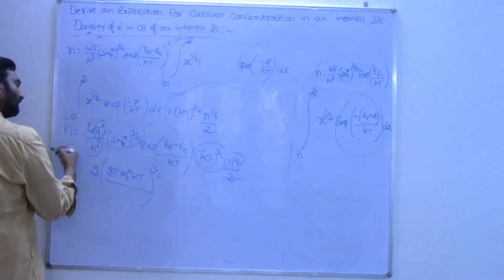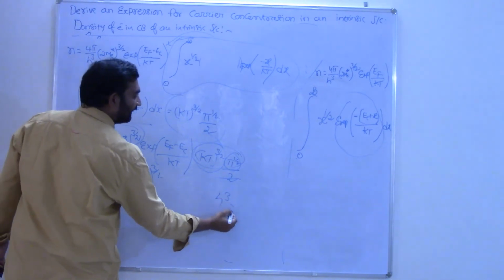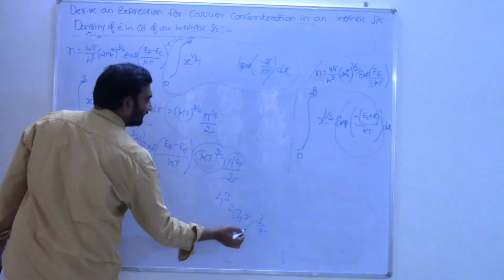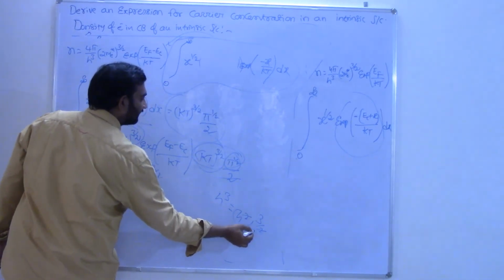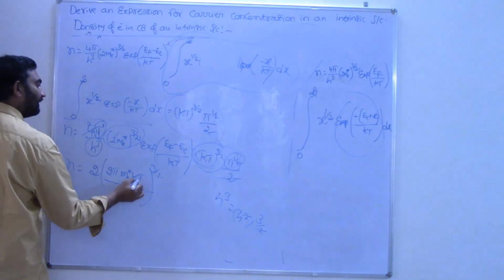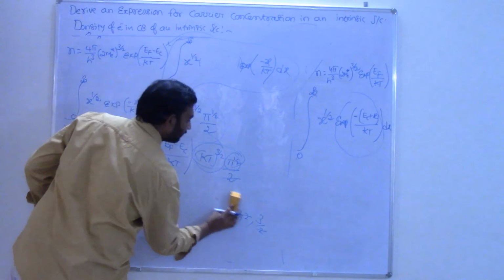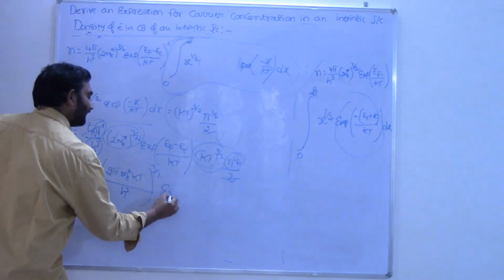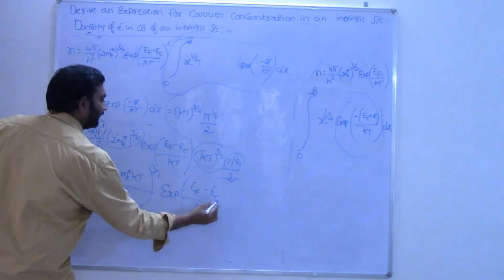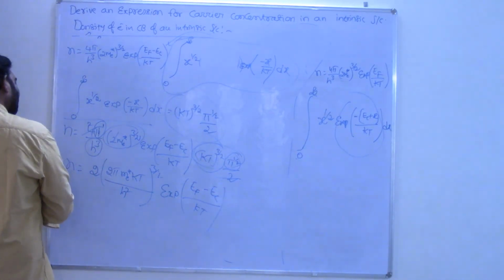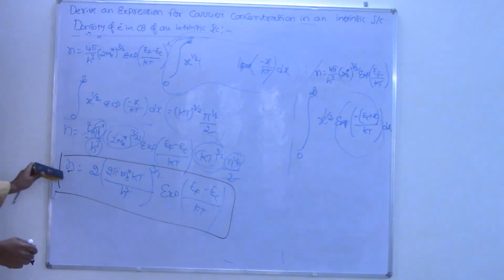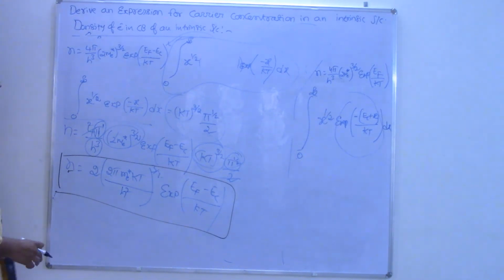What else in the denominator? h cube. You can write h cube as (h square) whole to the power of 3 by 2. So this square and this by 2 cancel out, and once again it returns you the h cube value. So you can write it as (h square) whole power 3 by 2. What else? Exponential of EF minus EC by kT. So this is the expression for density of electrons in the conduction band of an intrinsic semiconductor.